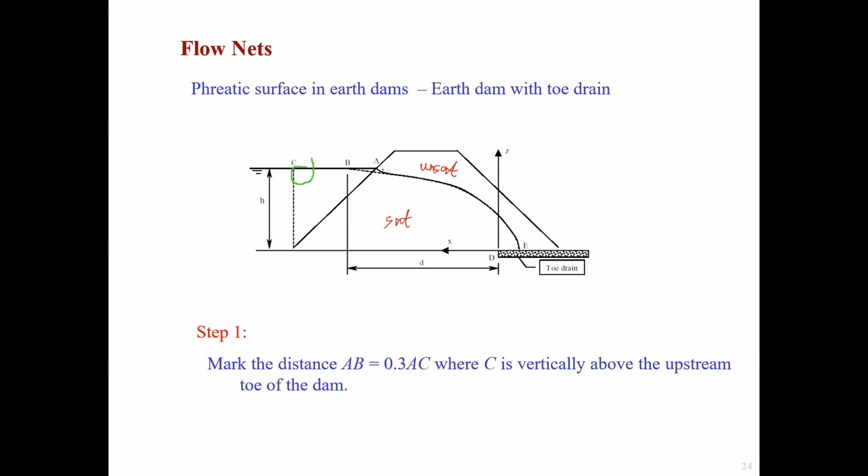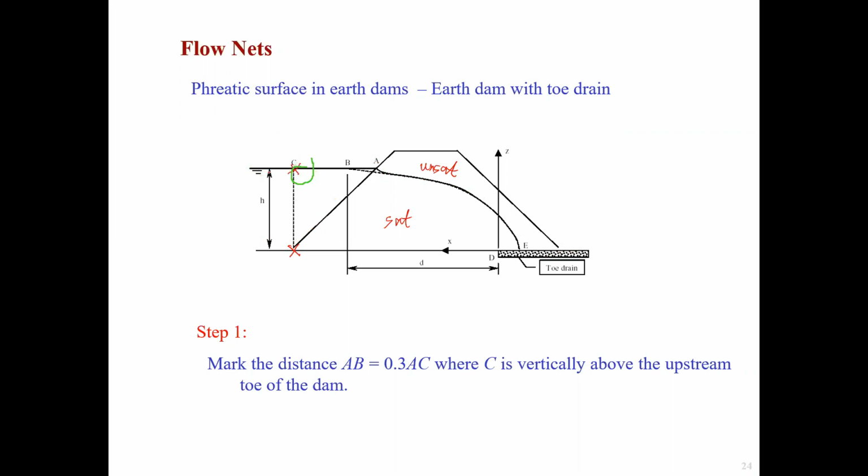So they propose a method to draw the phreatic surface of the earth dam. But firstly, we need to find the upstream toe here. That's because water was retained on the left-hand side. So this side is upstream, and the right-hand side is downstream. So we find the upstream toe, and then project the point to the water surface.